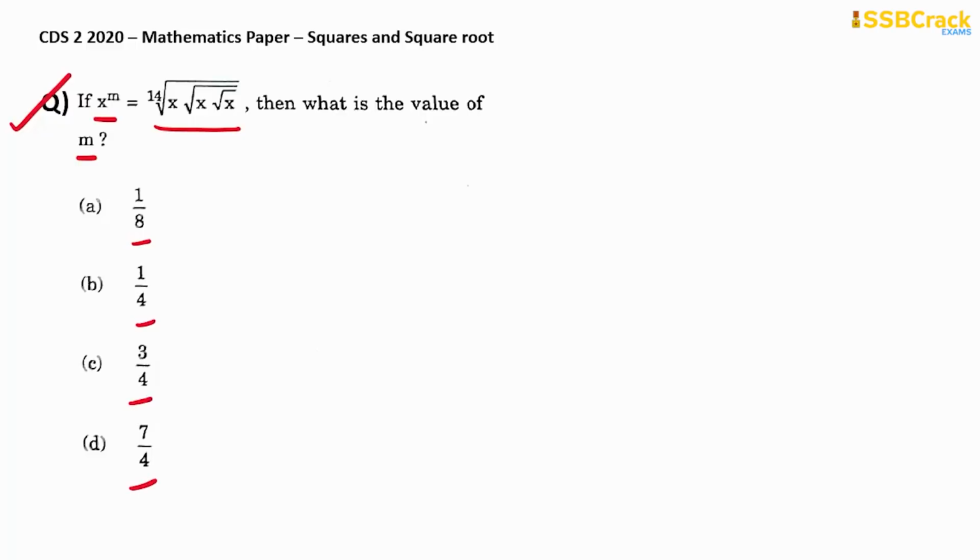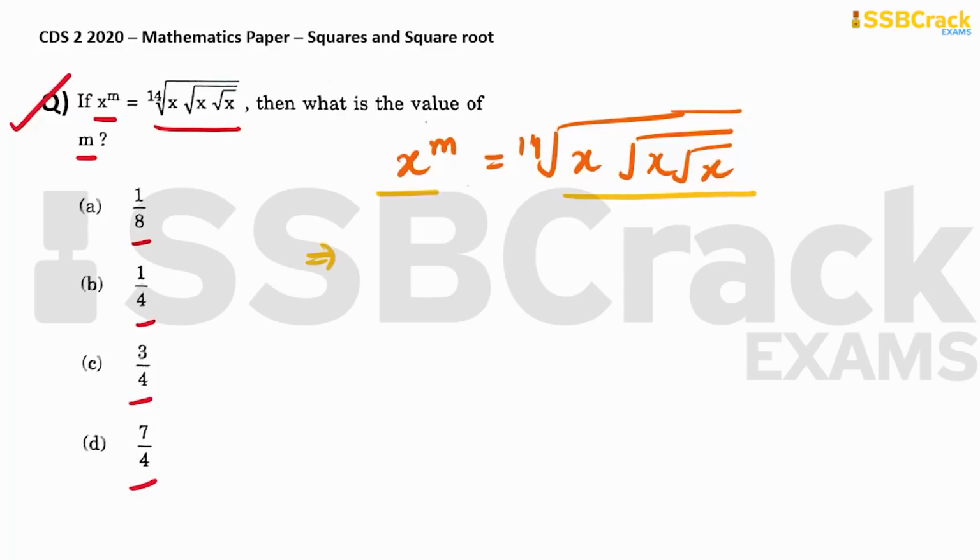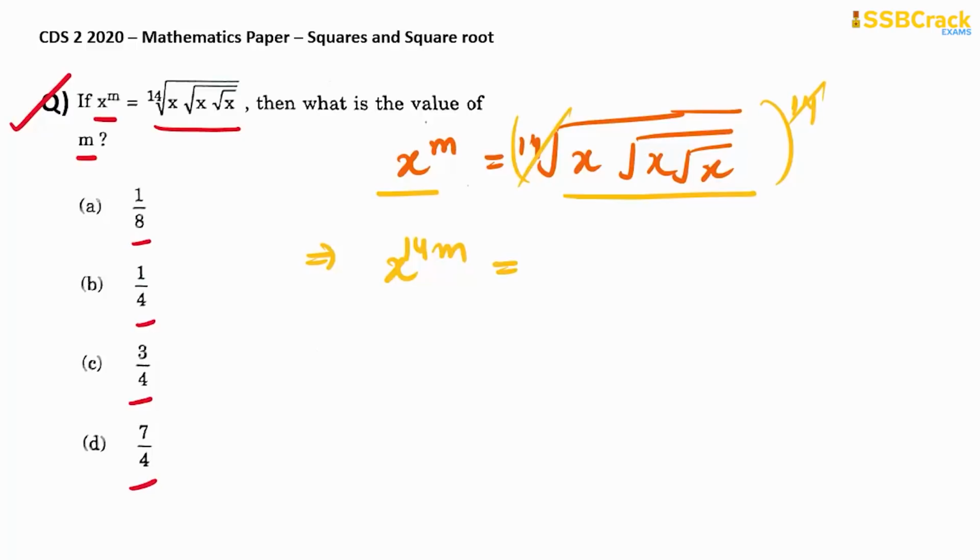So firstly we can write this statement, and it is x to the power m is equals to root x multiplied by root x again, root x. Right. So now what we can do, we can take power 14 on both the sides. So here we can take power 14 on both the sides, and it will become x to the power 14m is equals to, this will cancel out with this power 14. So here we will be left with x into root x into root x.